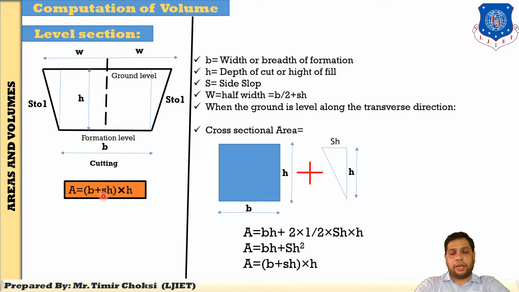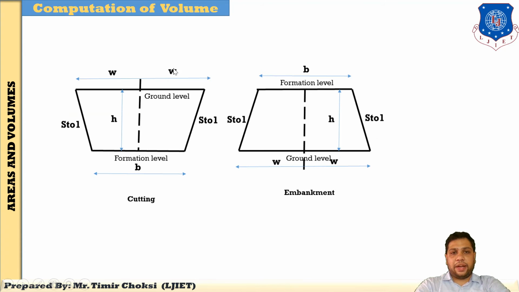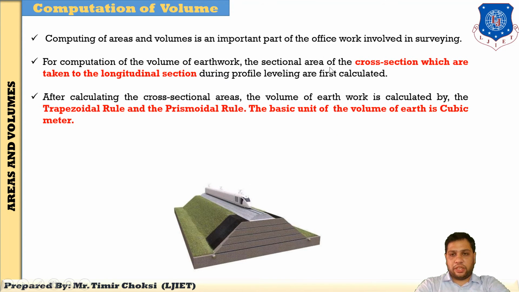So this is our equation based on level section. First step is for finding the area of cross section, which is taken from the longitudinal section. I have already explained step number 1. Now the second step: after calculating the cross section area of the level section, you find the volume by the trapezoidal rule and prismoidal rule.